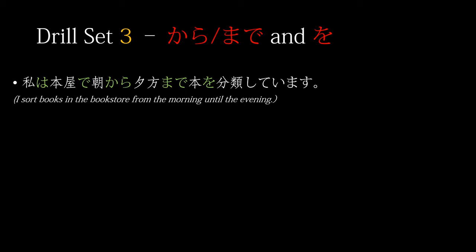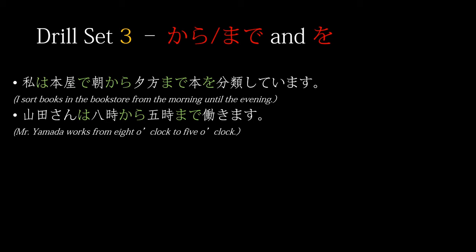Here wa is used to mark the topic of the sentence, and that is watashi. After that, with de we have shown, or in this case marked, the location where the sorting is taking place. After that, with kara and made we have given the time period during which we are sorting the books, and the books as the object are marked with o. So once again, there is nothing complicated here, it's their main usage. Wa, topic, de, location, kara and made to show the time period, and wo to mark the object.